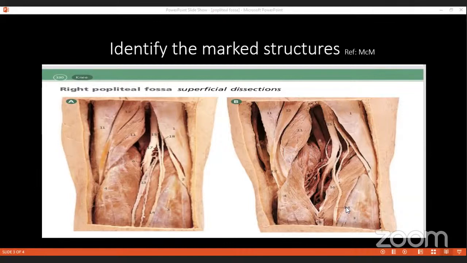It is stabilized by the medial and lateral meniscus and the anterior cruciate ligament and the posterior cruciate ligament. Okay. What is the function of menisci?